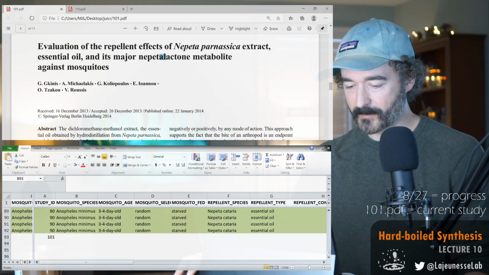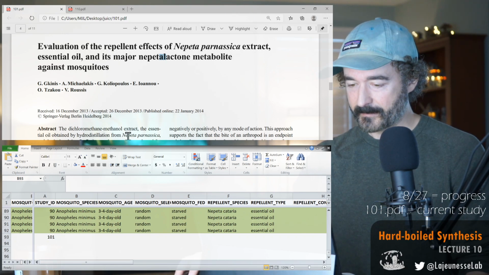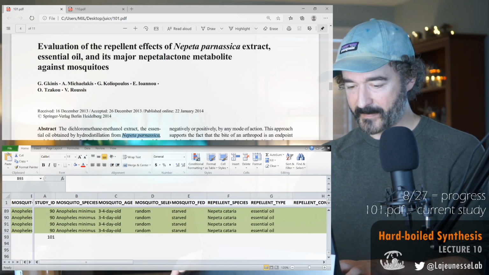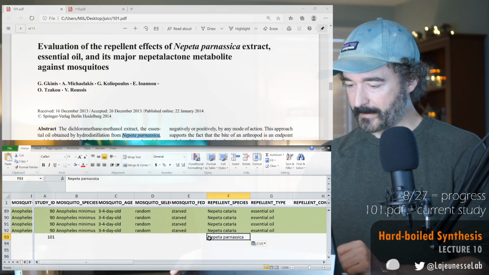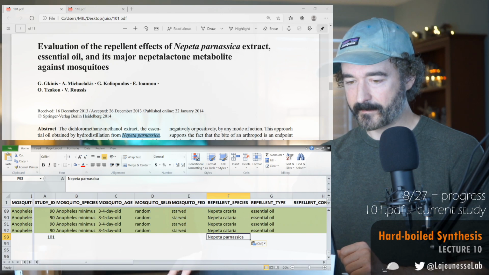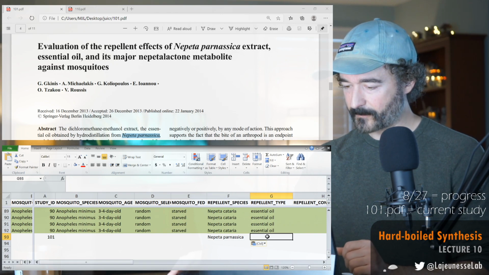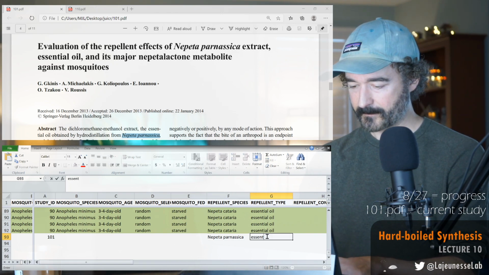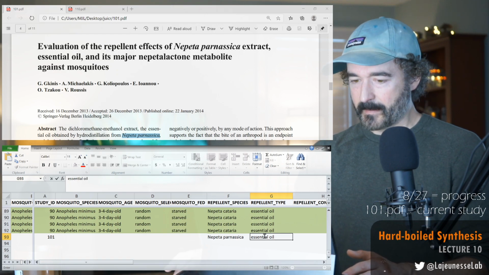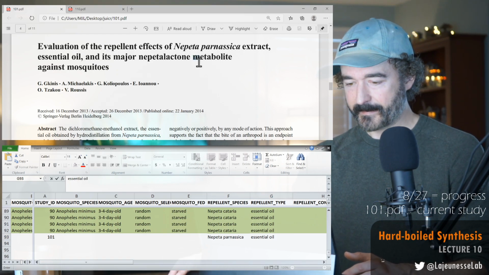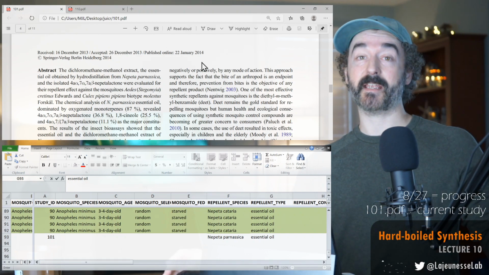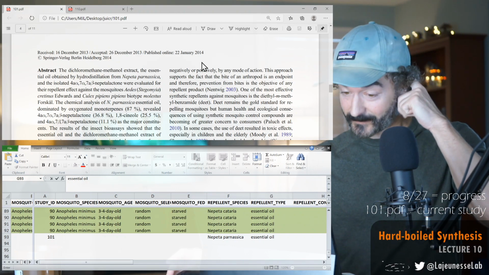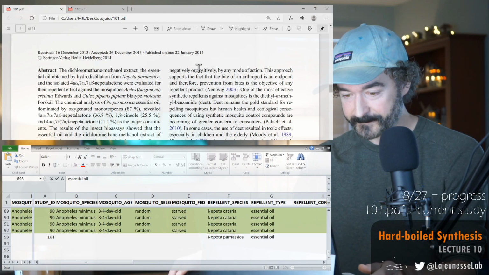All right, so let's code. I'm just going to copy the species name. Nepeta parnassica. So it is doing essential oils. Oil. Many species of mosquitoes, which is great. It just slows down the coding process because you've got a lot of information.